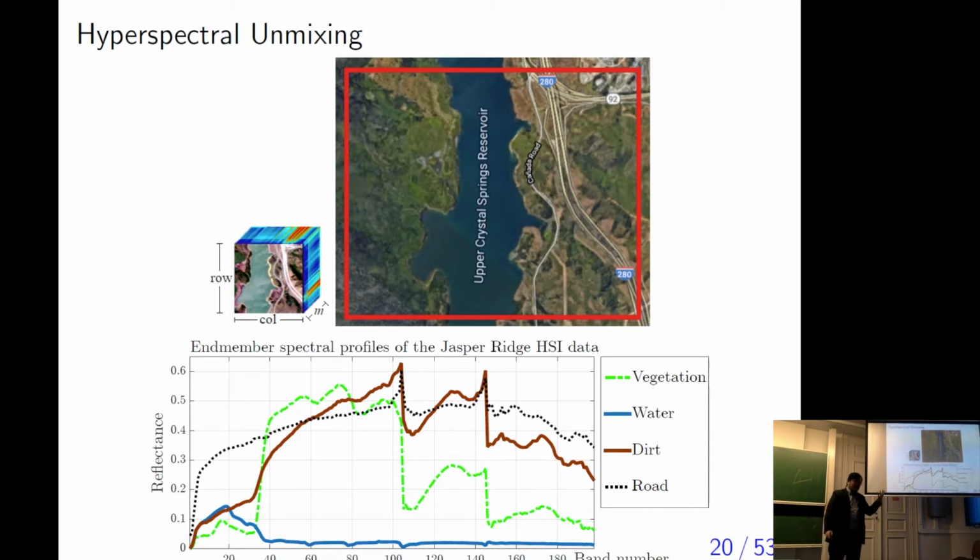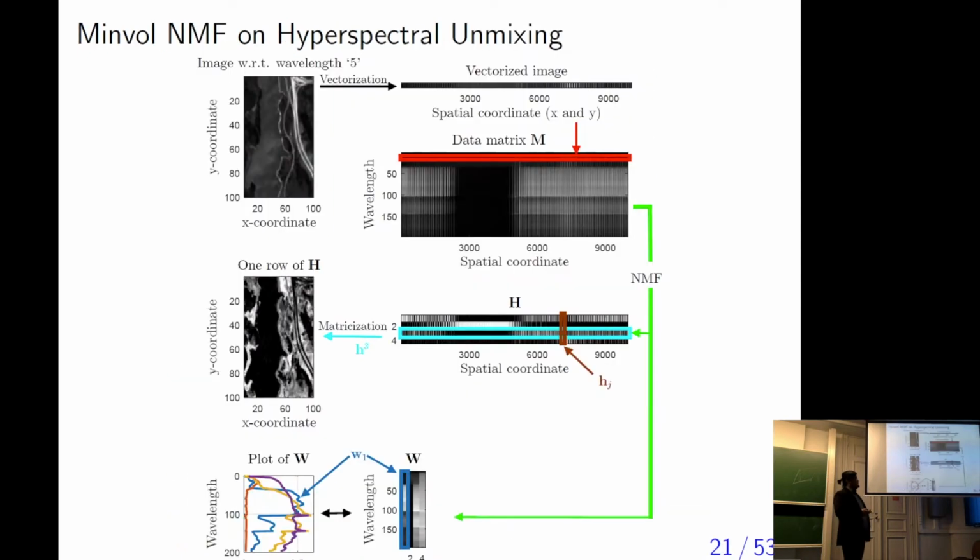For example, an apple is red because when you shine the light on it, it absorbs light other than red and it reflects red. So you have a spectrum on apple. So these are the spectrum for the four materials. And the goal of the hyperspectral unmixing is that given this data, try to decompose the image back into the individual components. So it is like an image segmentation.